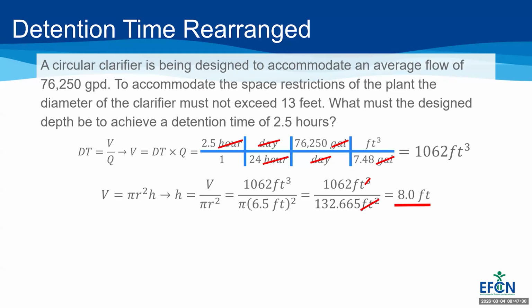Let's double check. The design depth to be able to achieve a detention time of 2 hours must not exceed 13 feet. Are we good? We're good. So we know the depth is 8 feet. It doesn't exceed 13. We know we get the 2.5 hour detention time with the flow that's predicted, right? The average flow that's predicted. So this is the same type of math, detention time, but you're rearranging equations.